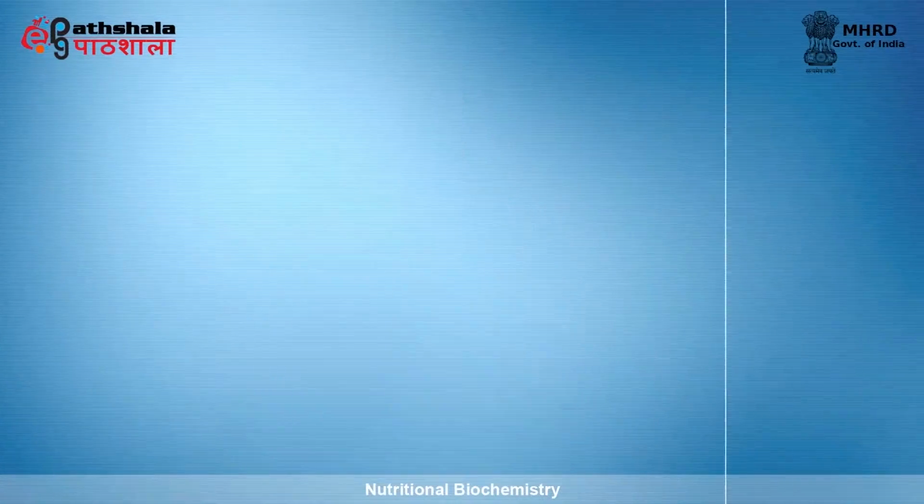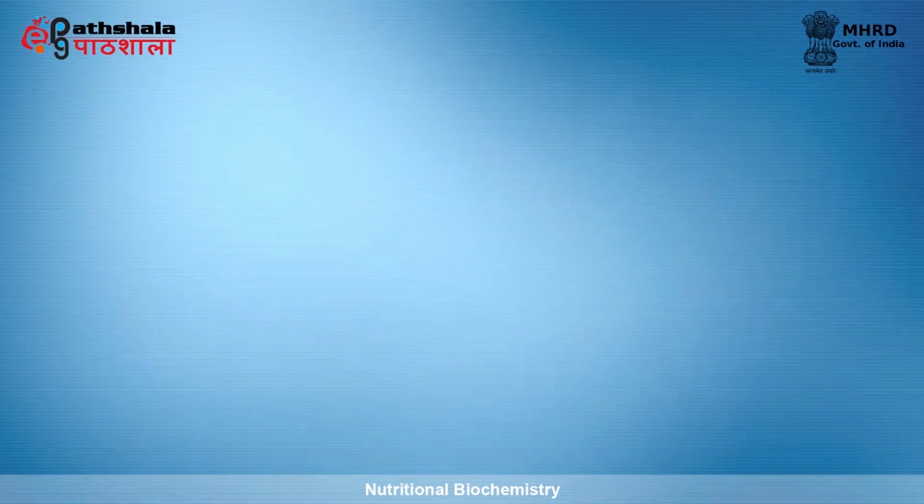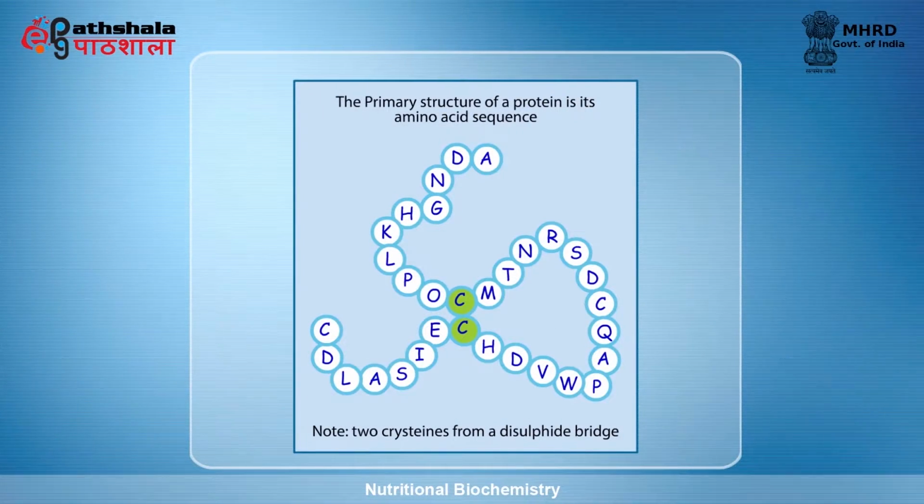You know about the classification of protein, then how is it organized? That means you know the structure of protein. The organization of protein is divided into four categories, namely primary, secondary, tertiary and quaternary structure. The primary structure is the sequence of amino acids. It is a linear chain.